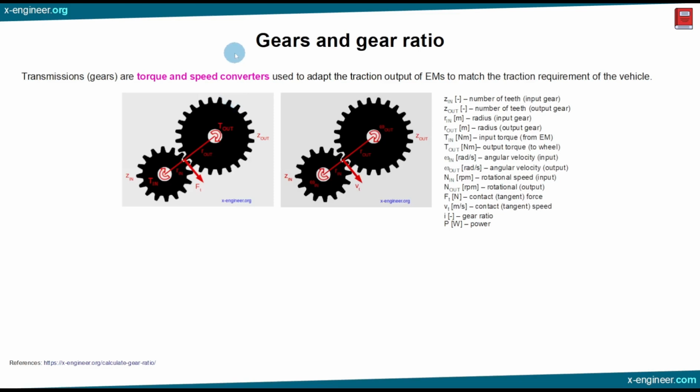In this lecture, we are going to learn about gears and gear ratio. Transmission gears are torque and speed converters used to adapt the traction output of the electric machine to match the traction requirement of the vehicle.